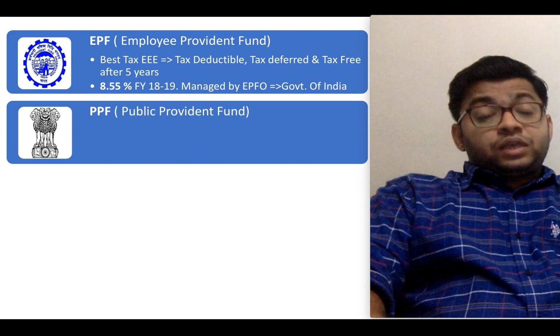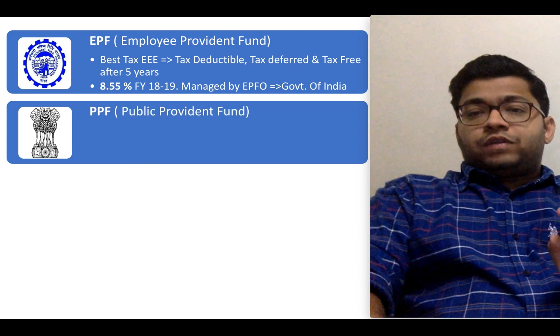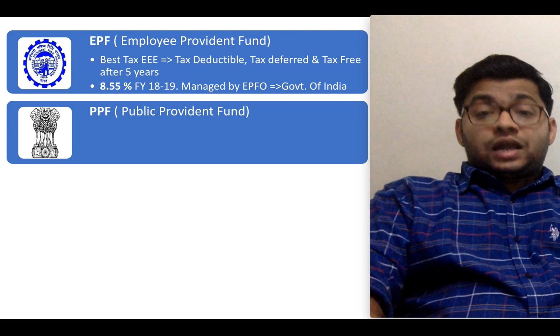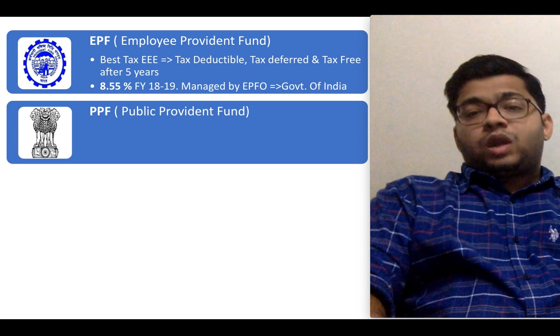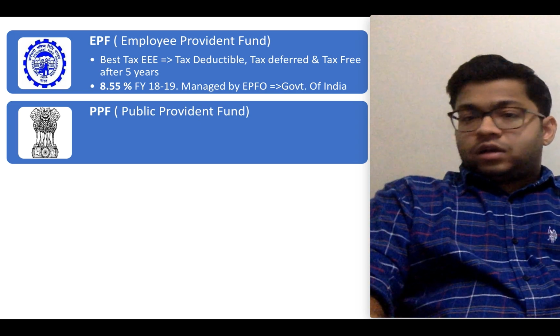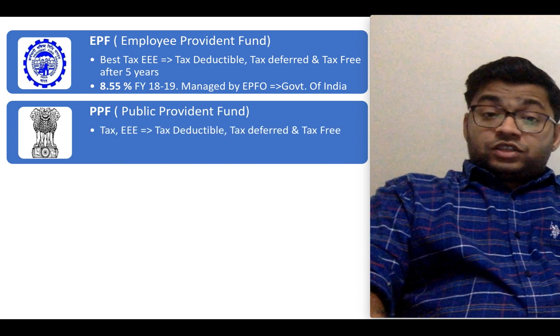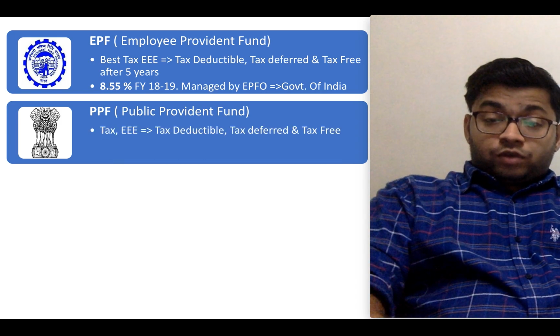Okay, so let's go to the second one. What's the second one? The second one is public provident fund. And I think that, again, a lot of people are already invested in that. You can put a maximum of 1.5 lakhs per year into this scheme. It is the same from a taxation point of view.